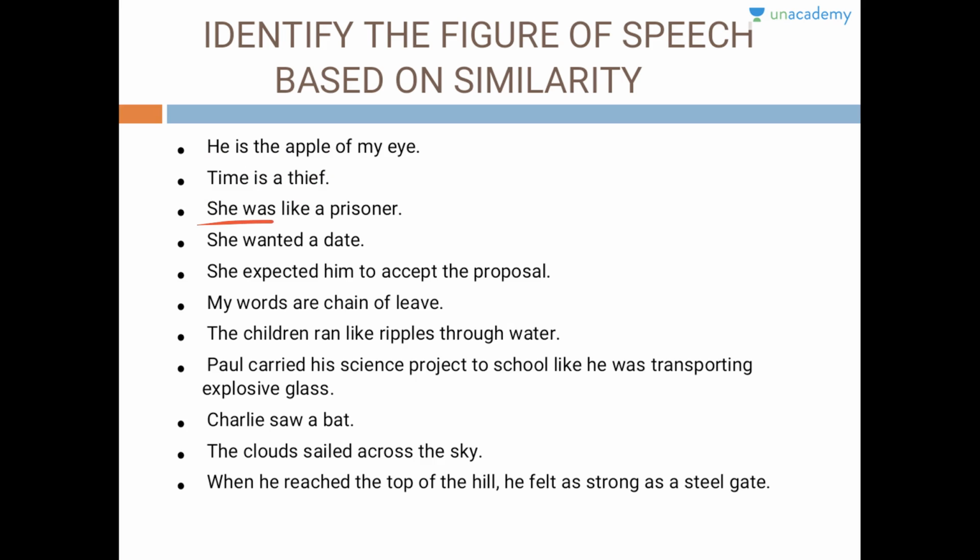She was like a prisoner. So she here is compared to a prisoner, and also the word like has been used here, so it makes this statement a simile. I really hope you people are moving forward with me and catching me. Let's move on. She wanted a date. So this is an example of homonym because we are not clear whether this is a date when two people go out or a date, the dry fruit. So this is an example of homophone because of the word date.